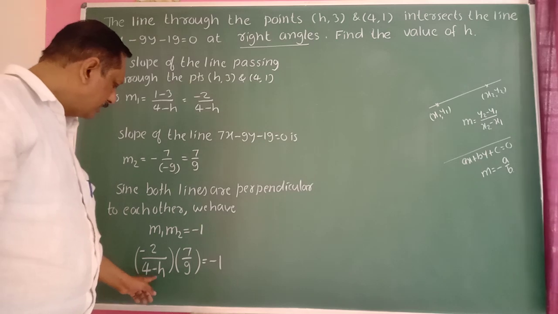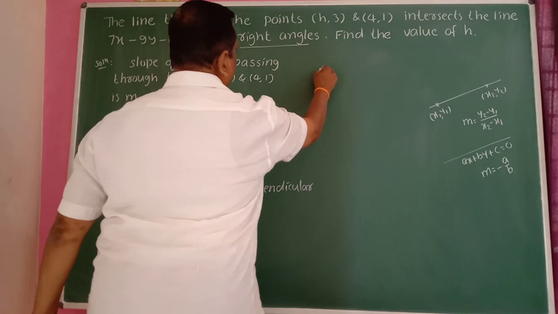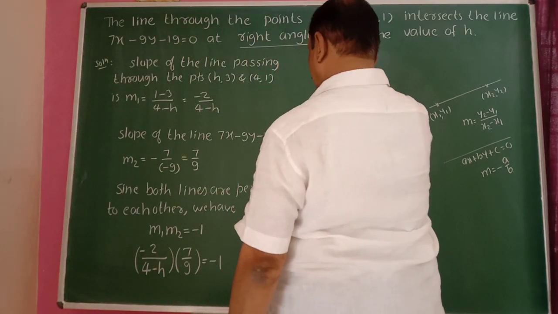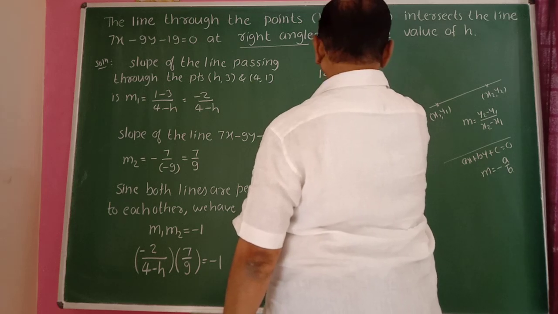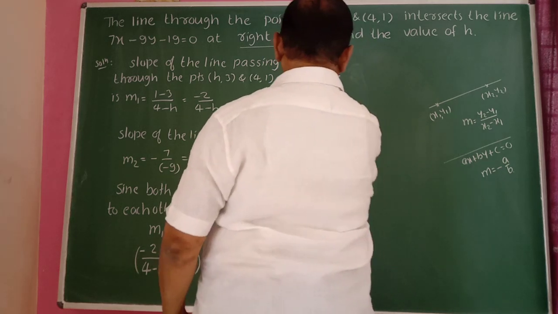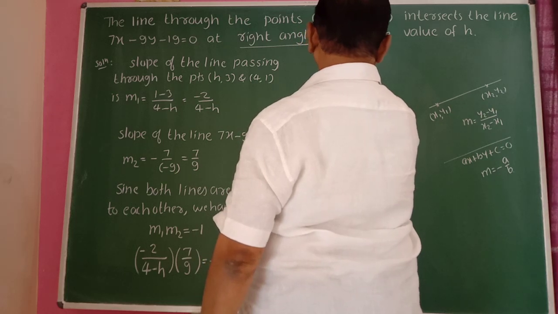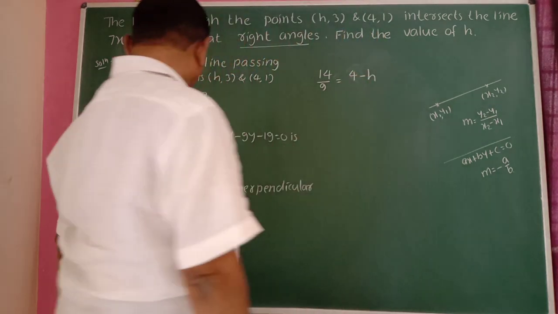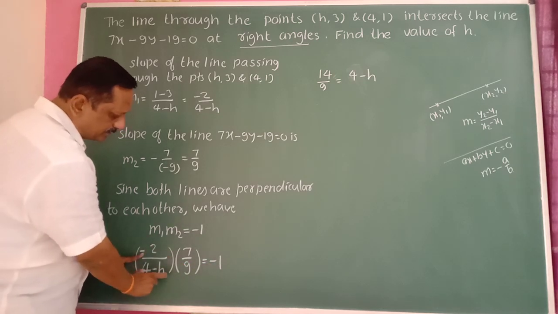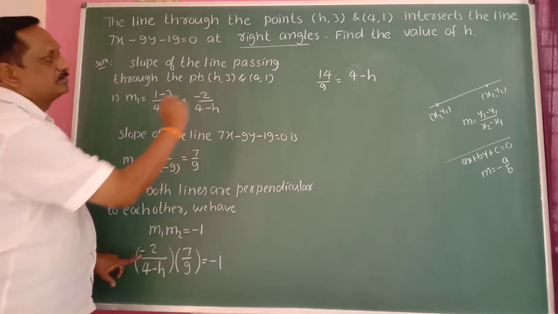Next, take this term to the right hand side. Here you multiply 7 into 2, so 14 is equal to 9 into (4 minus h). Write 9 on the left hand side, then take only 4 minus h on the right side. Therefore 14 divided by 9 is equal to 4 minus h.